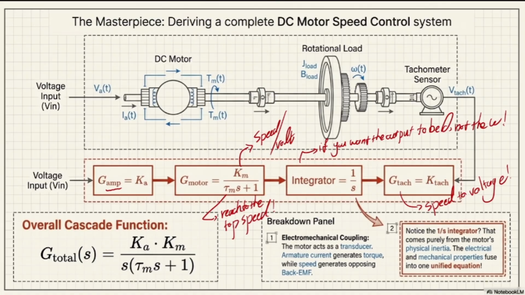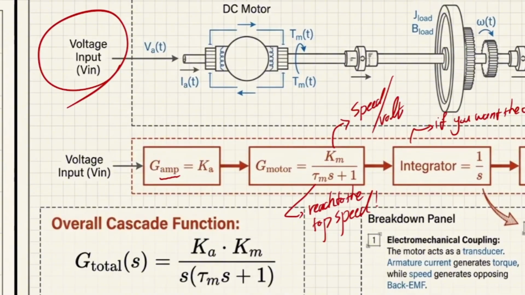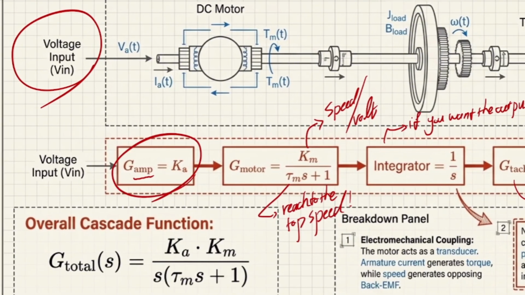So as you guys know, the motor means that I have to inject the voltage and I have to get some kind of speed on the output side. So the voltage input is going to pass through different kinds of systems. The very first one is just the amplifier. It means that my input voltage is going to be amplified. Since it's just amplified, my system is going to be just Ka.